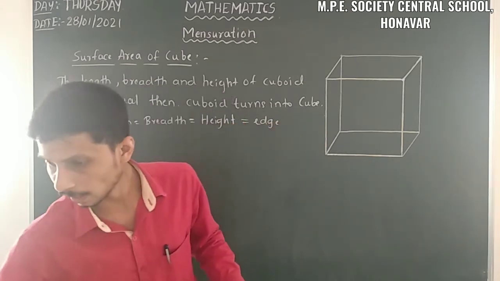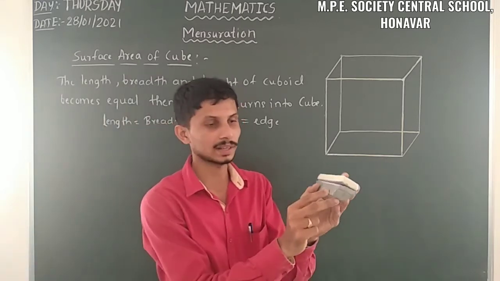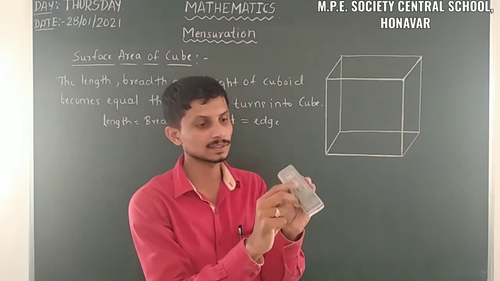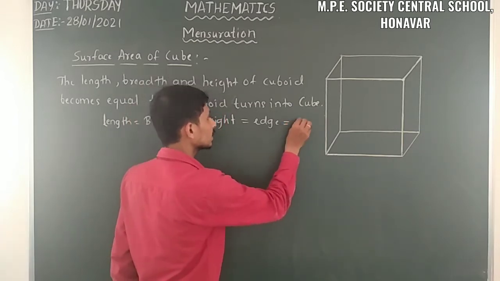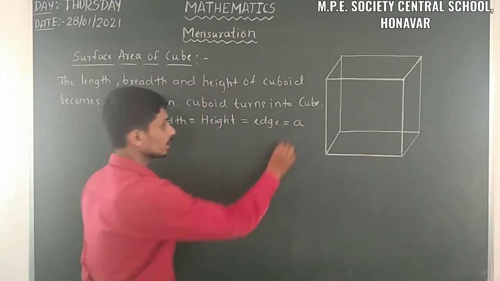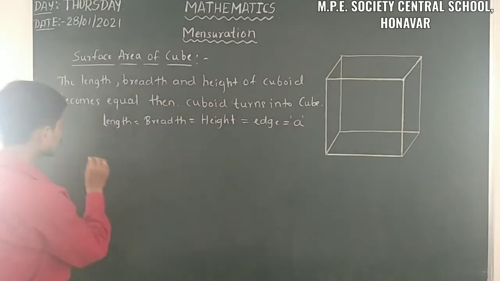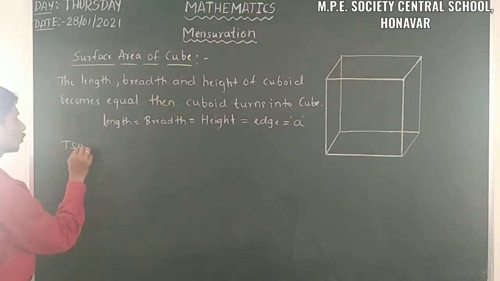Here, just observe, this is the edge. This is the edge we can take. So this is the edge, and we can take it as A here. And so let us take the total surface area of the cube.